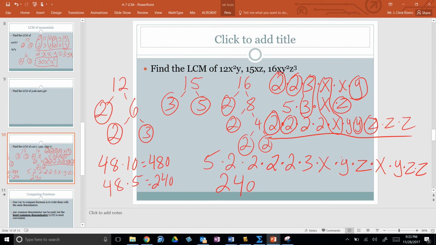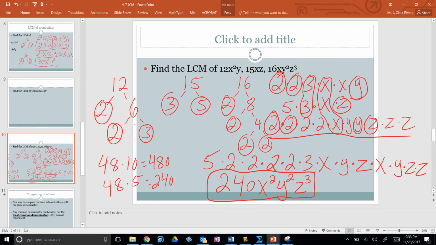That was the hard part. The easy part now, x times x. What is x times x? x squared. And then we have y times y, which is y squared. And then z times z times z, which is z to the power of 3. There you go. I know that was not easy. That was the least common multiple.